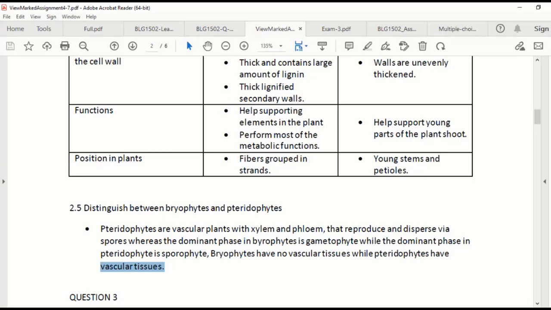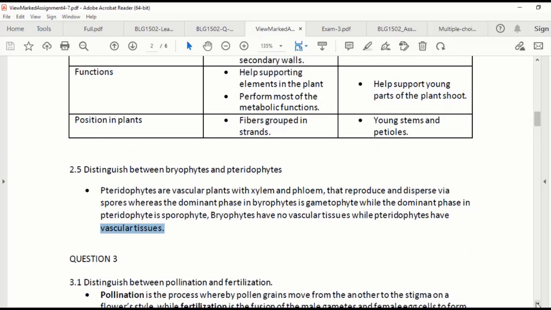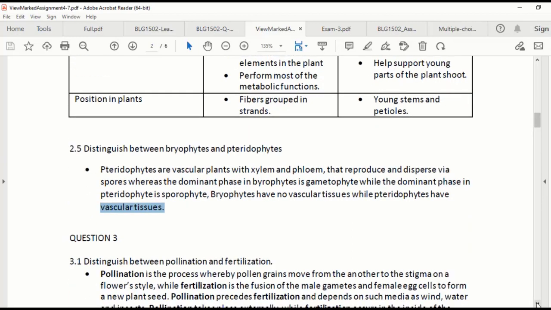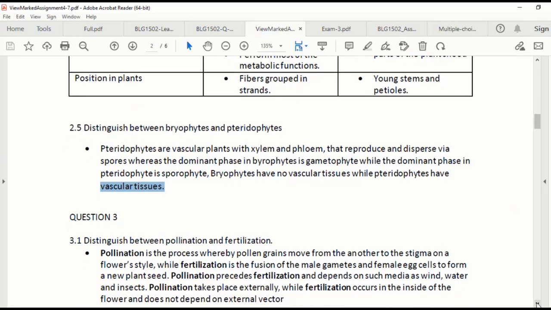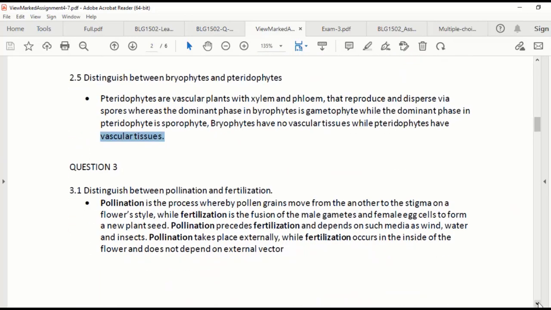Therefore, as we continue further, distinguish between pollination and fertilization. If we didn't do this last week, then we did it a week before last week, where we talked about pollination and fertilization. Pollination came in the form of a one-word or multiple-choice question.